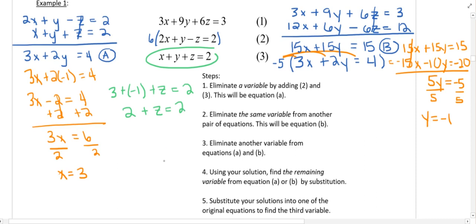Okay, and then that is going to give us, subtract a 2 from both sides. We're going to get z equals 0. This seems a little off to me. Let me check my notes here.